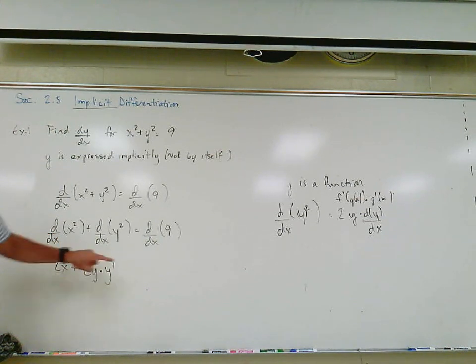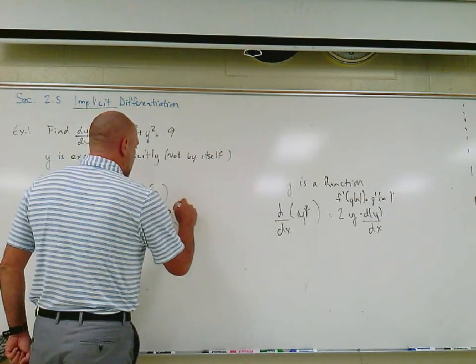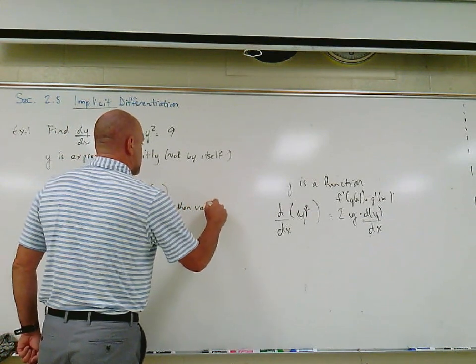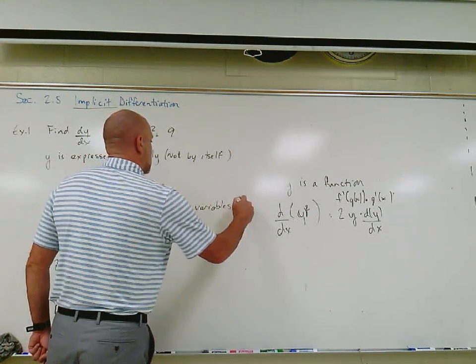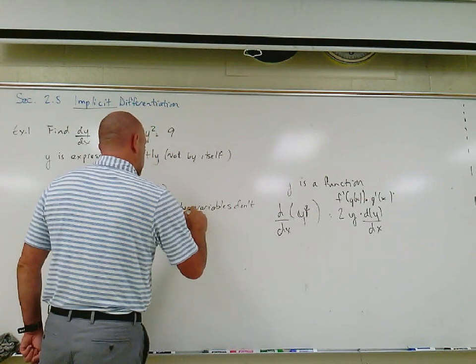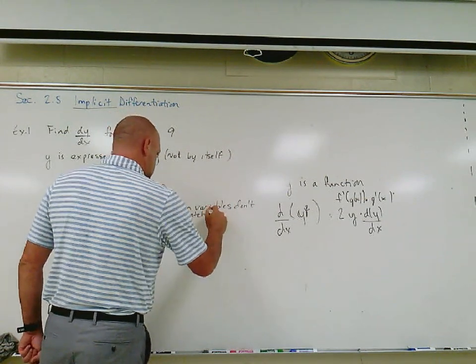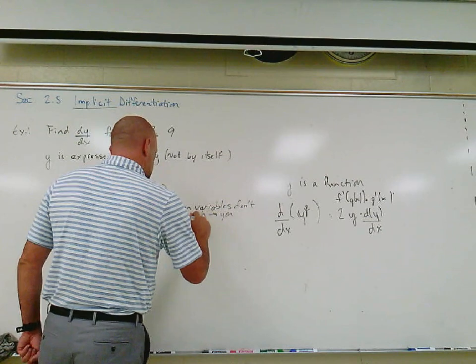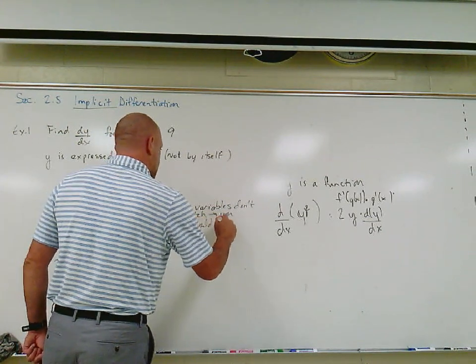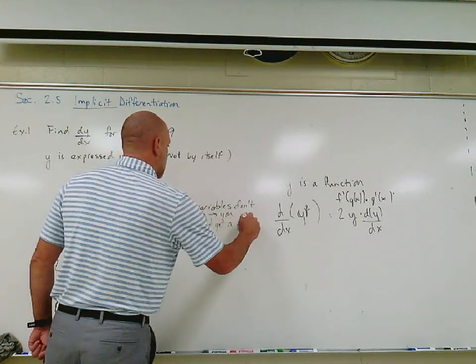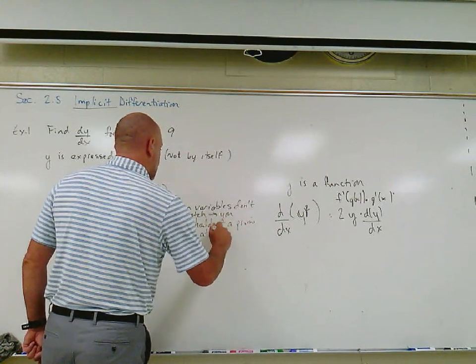So when variables don't match, one's a function of the other, you should get a prime at the end, okay?